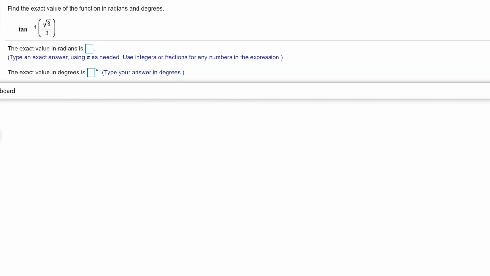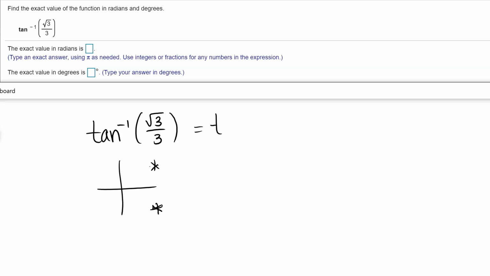This one also, same thing: tangent inverse of root 3 over 3. Where does tangent spit out angles? 1 and 4. Well, this is the same thing as tangent inverse of 1 over root 3, right? So I think I have 30 degrees, right? And we want degrees and radians, so that'd be pi over 6. It's positive, so I'm going to keep it in.